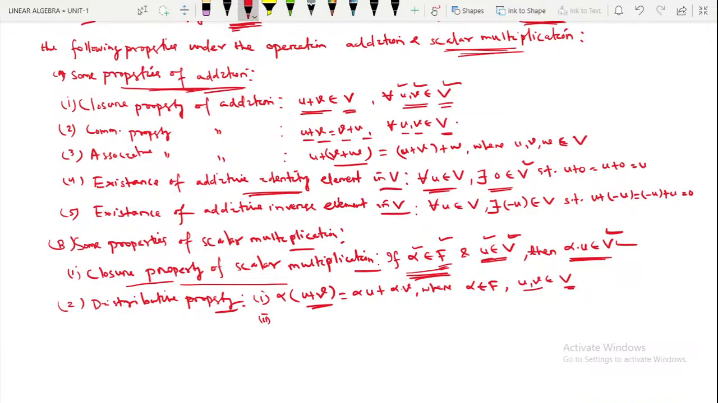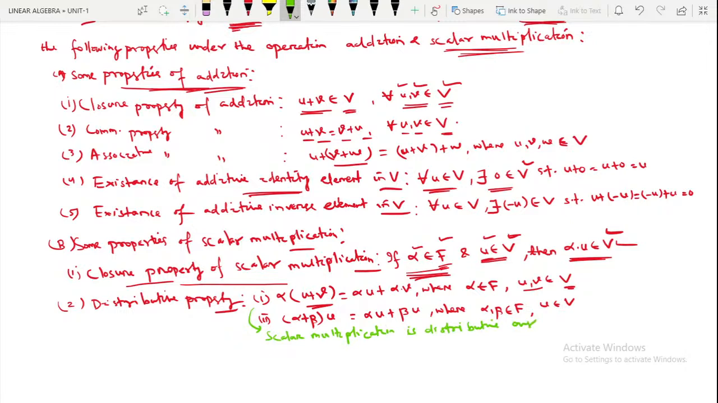And second, (alpha plus beta) into u is equal to alpha into u plus beta into u, where alpha, beta belong to field F, that means alpha, beta are scalars, and small u belongs to V. So here we can say the first property is that scalar multiplication is distributive over vector addition.